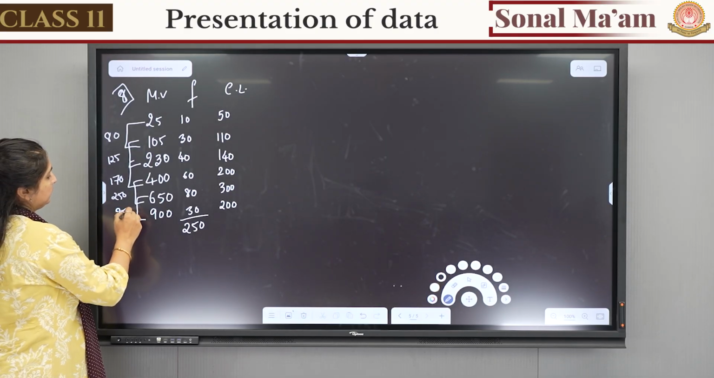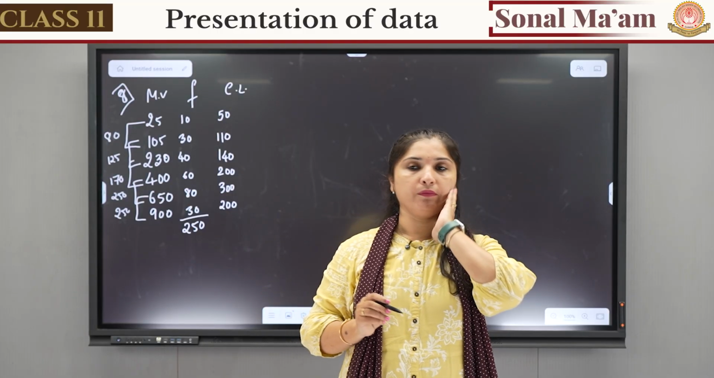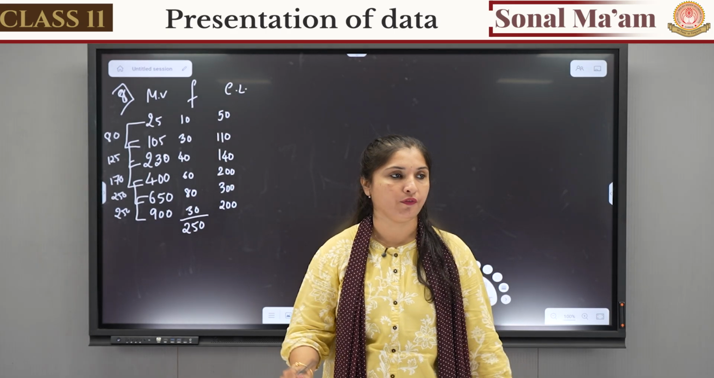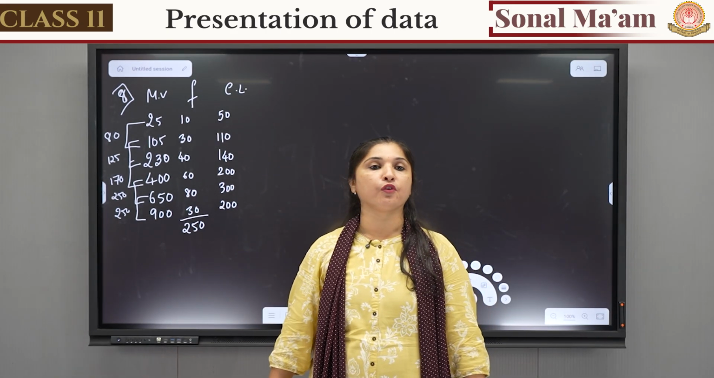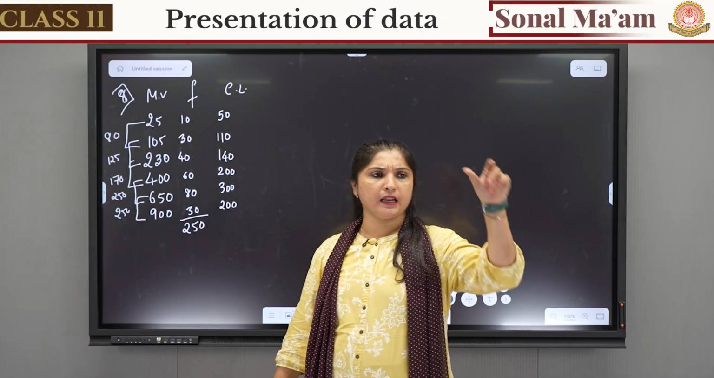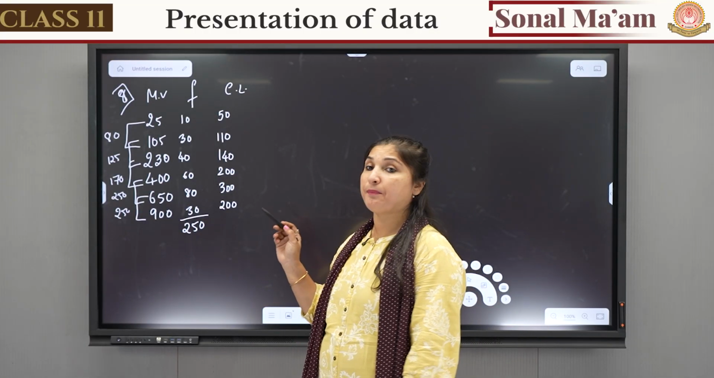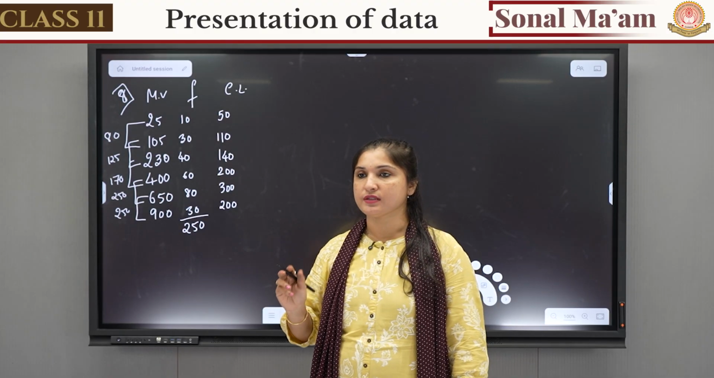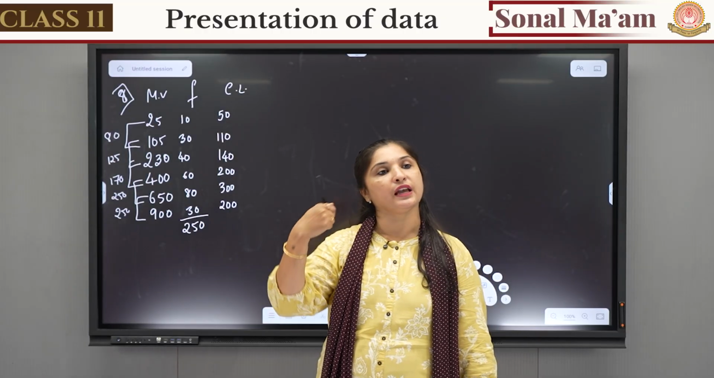Now see, what we have learned is, in the last sum, the mid value was given to you, the class length was not given to you, but we saw the gap was the same, right? So we just applied the formula and simultaneously we understood what to do. But in this question, can you see the gap is different every time? This clearly shows that you cannot assume a class length. You have to calculate this every time.